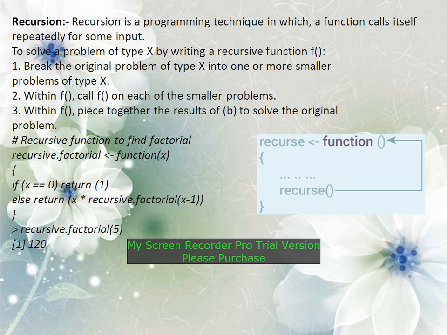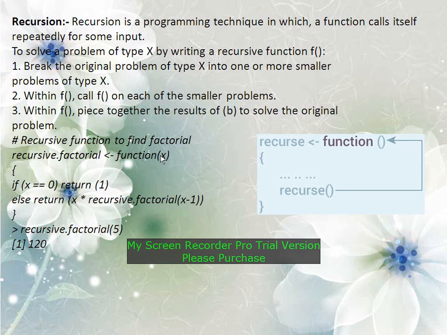To solve a problem of type X by writing a recursive function, we can write a recursive function like a normal function. Break the original problem into one or more smaller subproblems. Within F, call F on each of the smaller subproblems. Within F, piece together the results to solve the original problem. So here we can see the recursive function. That is, we are calling the function name within the function body itself a number of times until the termination condition is reached. So we have to specify a termination condition in the function.